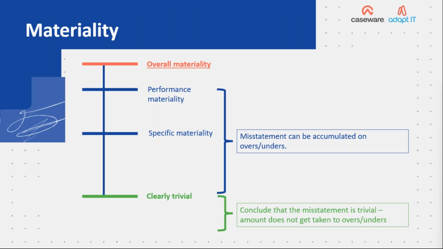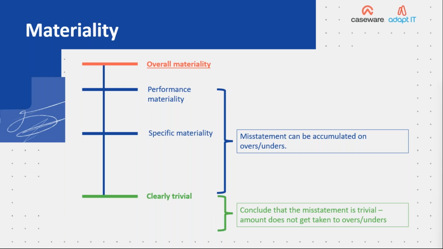Now, what happens when a misstatement is identified? Let's take an example that our overall materiality is 1 million Rand. So if you're noting down, please do so. Let's say our overall materiality is 1 million Rand. Our performance materiality is 800,000 Rand. And clearly, trivial has been set up at 30,000 Rand.